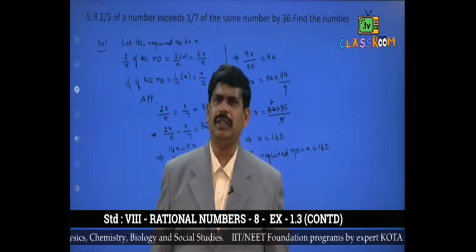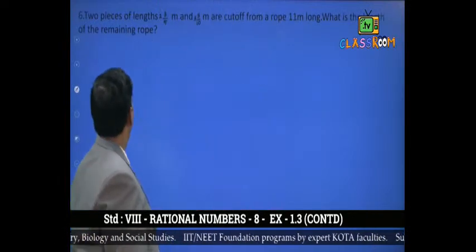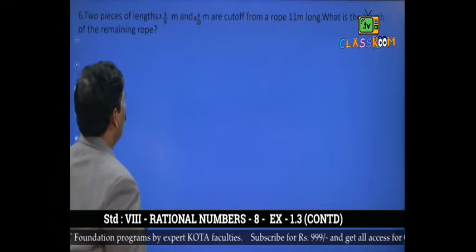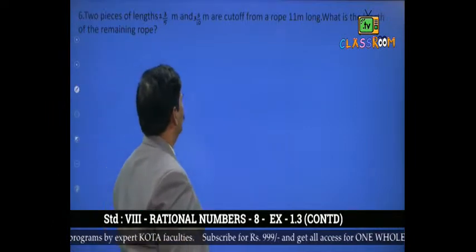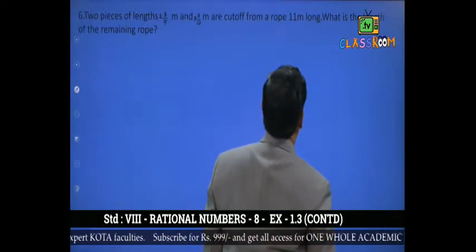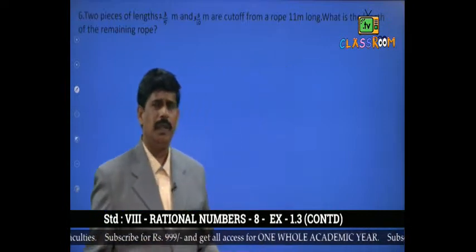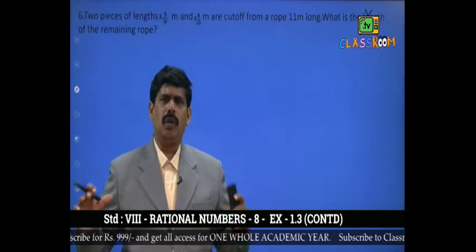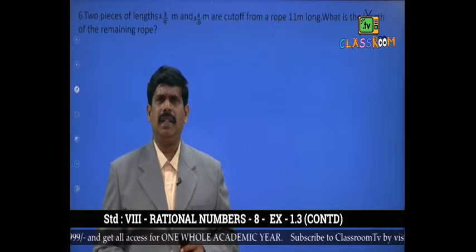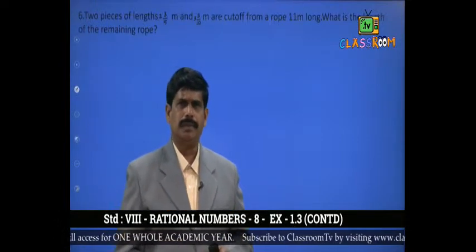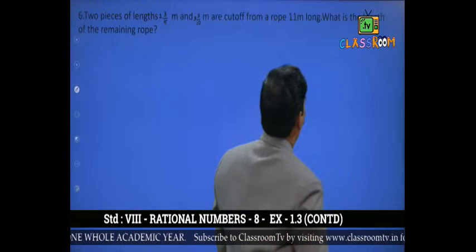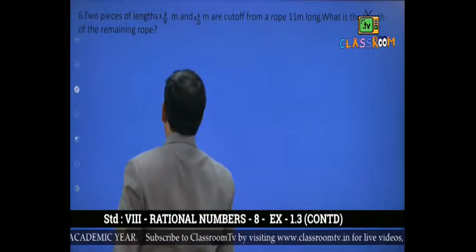Let us see the next question, children. Two pieces of lengths 2 3 by 4 meters and 3 3 by 10 meters are cut off from a rope 11 meters long. So there is a rope, 11 meters long rope is there. In that, two pieces were taken out. They were cut off. What is the length of the remaining rope?